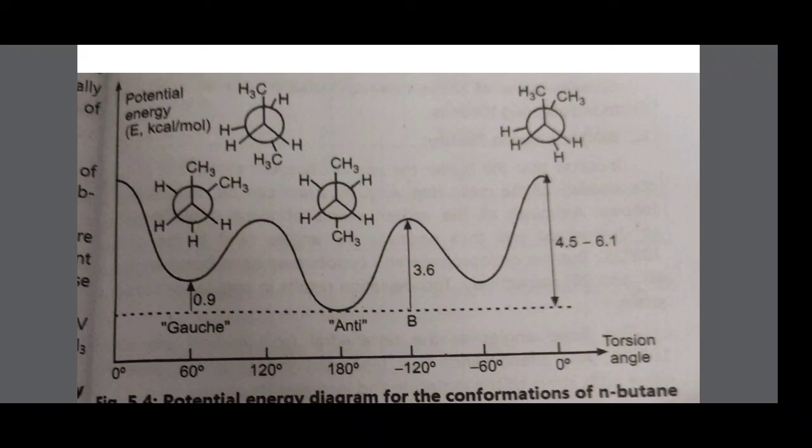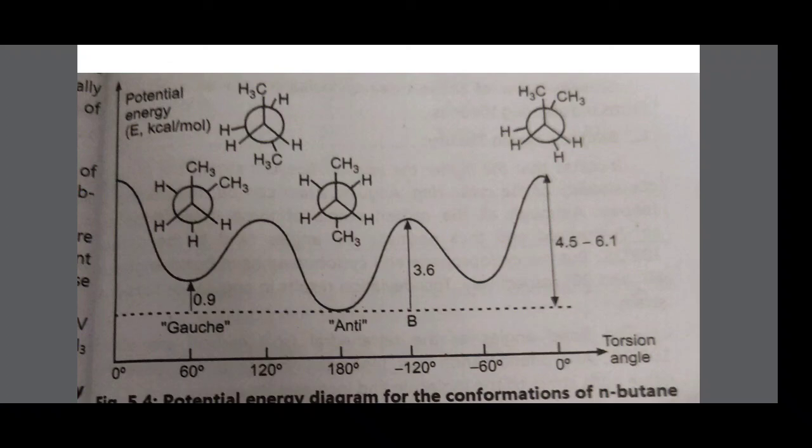In anti-periplanar conformation, two bulky methyl groups are far apart from each other. There is no steric strain. As a result, this conformation is the most stable of all conformations of normal butane. And anti-periplanar is shown at 180 degree. In this conformation, two methyl groups are far apart, therefore it is the more stable conformation.